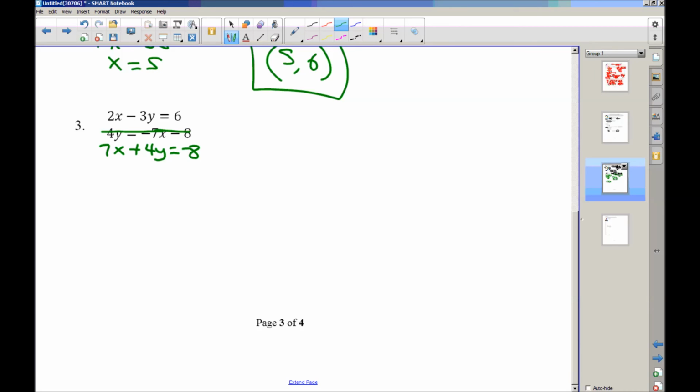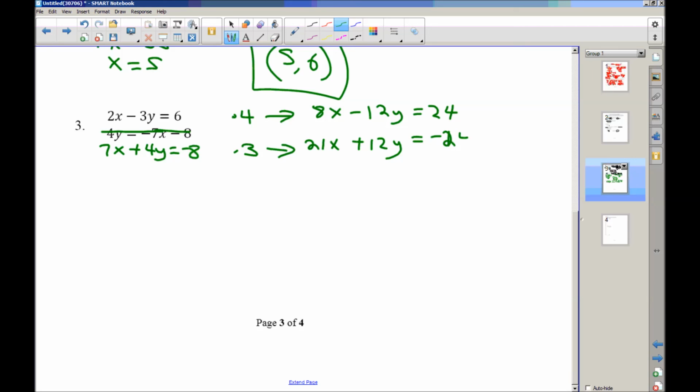Okay. Now I can use these two equations because I have my x's lined up, my y's lined up, my equals lined up, and my coefficients lined up. And I'm going to go ahead and get the y's to be the same this time. So I'll times the first one by 4 and the bottom one by 3. That'll be 3 times 4 for 12 on the top and 4 times 3 for 12 on the bottom. Timesing the top one by 4 will give me 8x minus 12y equals 24. And the bottom one times 3 will give me 21x plus 12y equals negative 24.